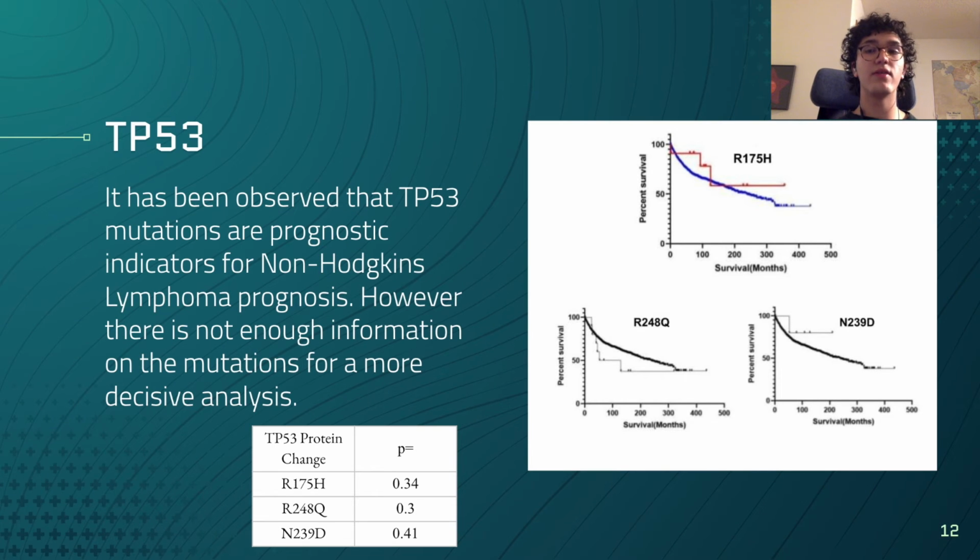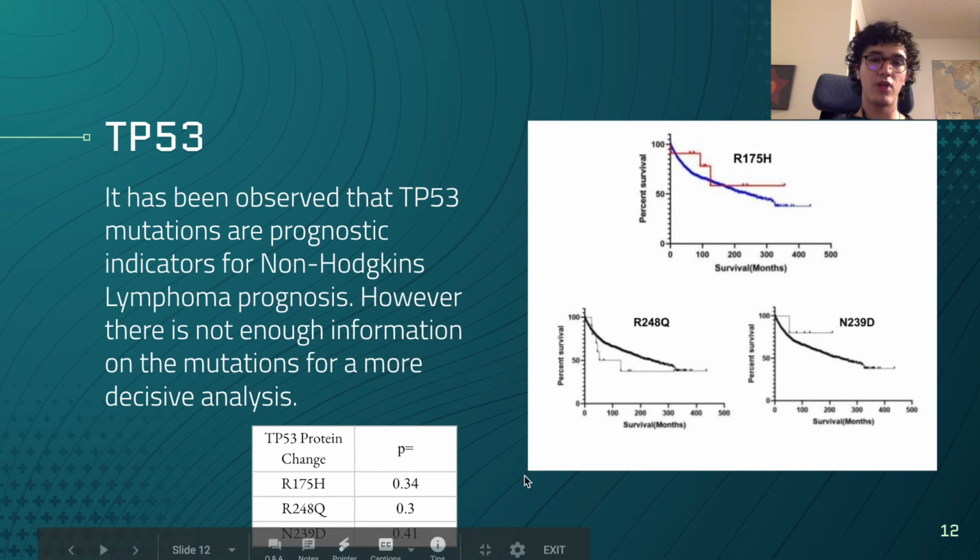And then we had the gene TP53, where all of its mutations were non-significant. It's been observed that TP53 mutations are prognosis indicators for non-Hodgkin's lymphoma. However, there's not enough information on the mutations for a more decisive analysis. On average, again, we have curves that are similar to the overall wild type curve, and the p-values also demonstrate their non-significance.